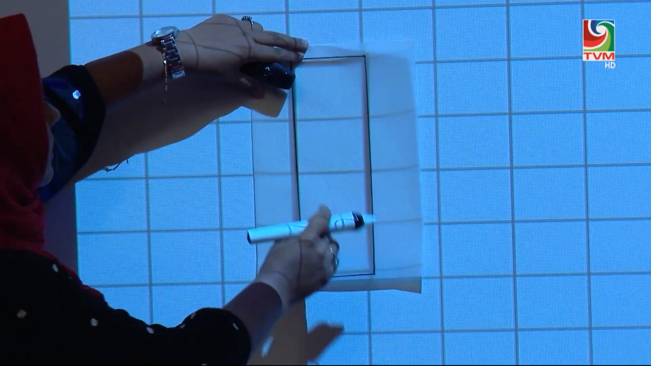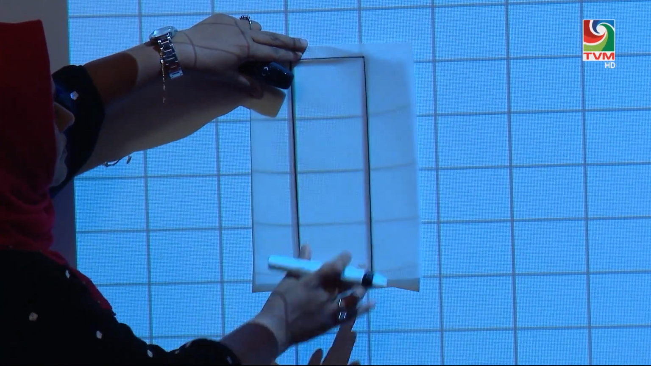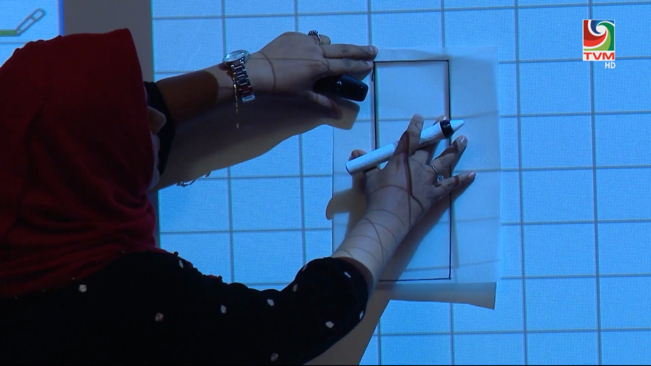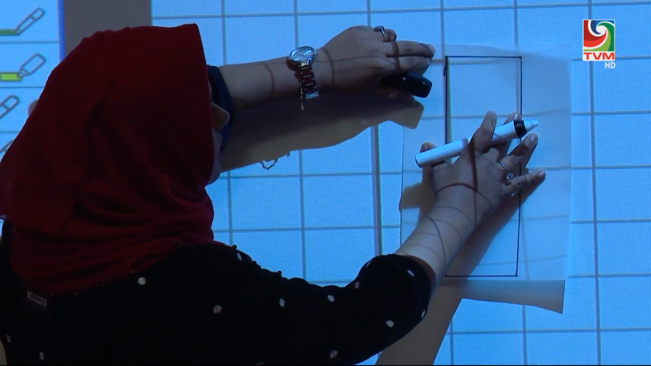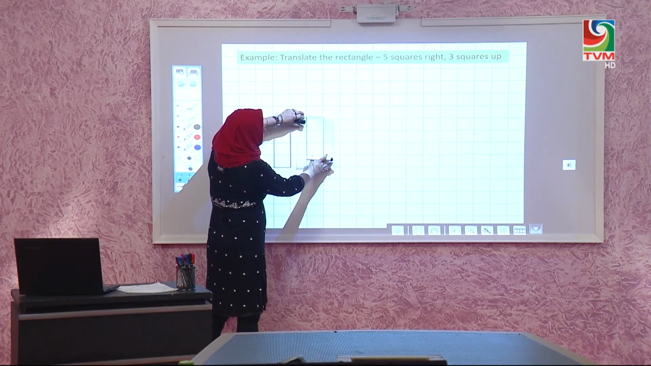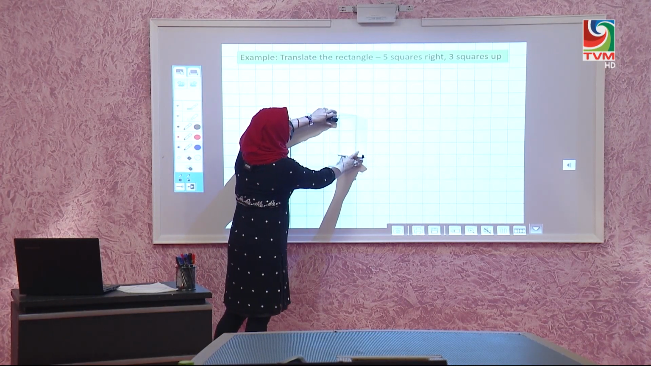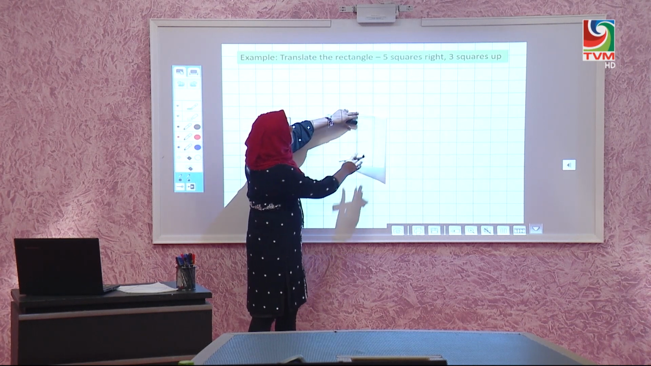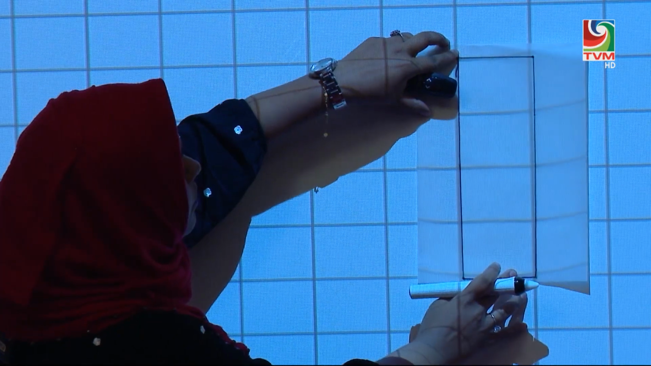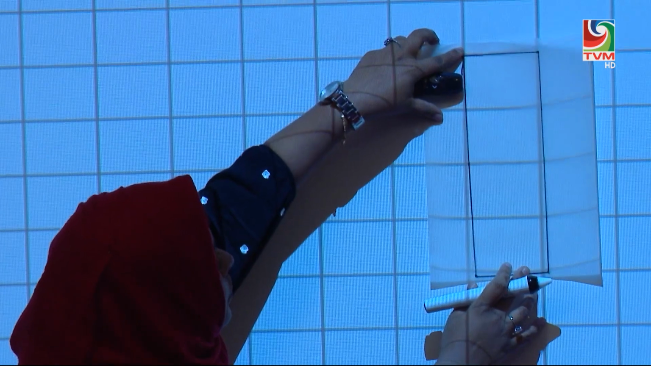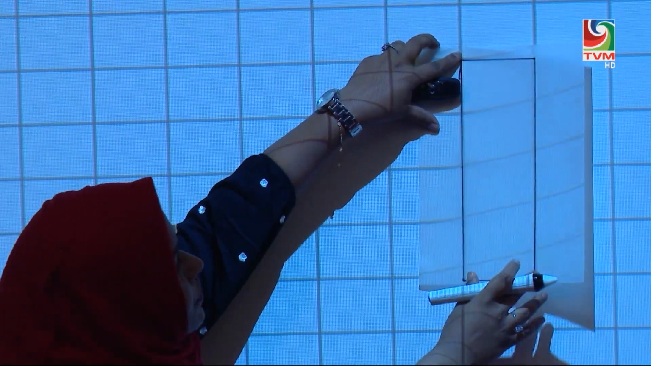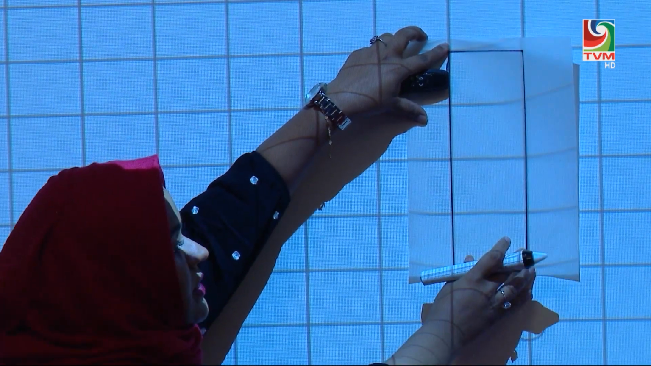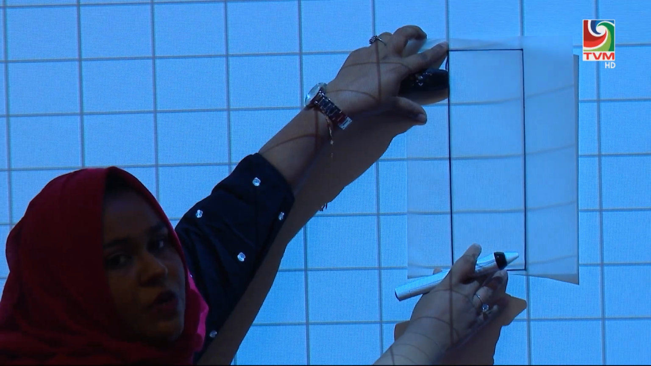So how to do this: already I have drawn the outline of the rectangle. Here our object is, we are going to translate this one 5 squares right, 3 squares up. So this is 1 square right, 2, 3, 4, 5, and now we have to move this one 3 squares up: 1, 2, 3. So after a translation of 5 squares to the right, 3 squares up, this is where the object goes. Now after the translation occurs, we say this is the image of the shape.